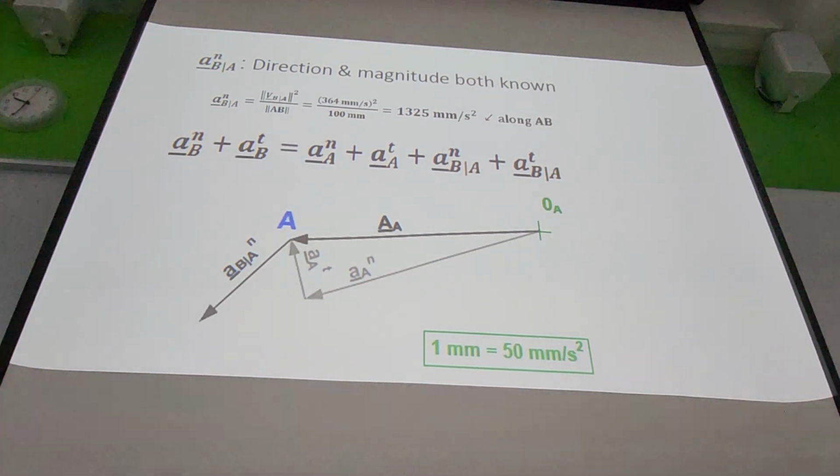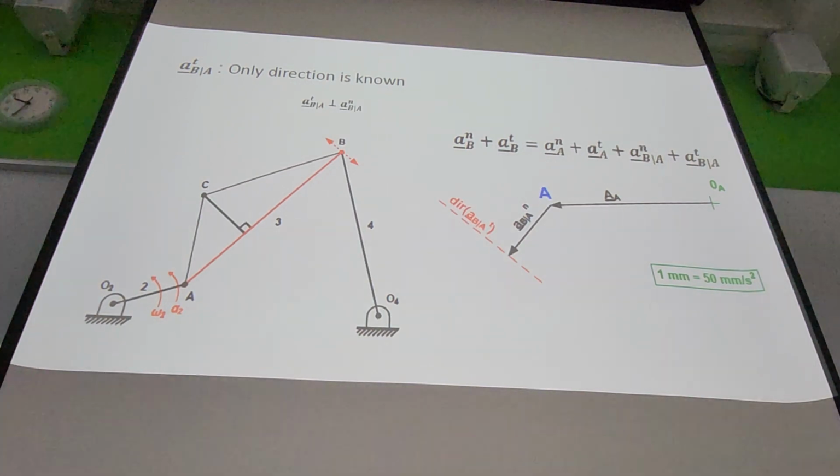The formula is you are adding acceleration of A plus BA normal and tangent. So you add to acceleration of A the BA normal, where we know magnitude and direction. Then perpendicular to this will be BA tangent. We don't know the magnitude, but the direction is just perpendicular to this. So that is what is drawn, BA tangent, perpendicular to BA normal. Now we have done A normal, A tangent, BA normal, and BA tangent.